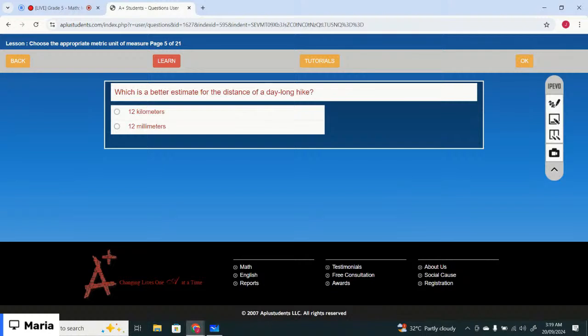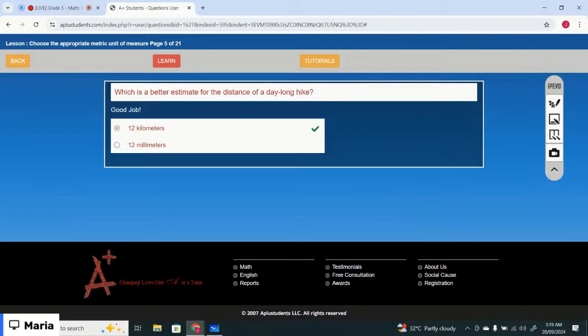Long hike it is, right? So that must be 12 kilometers. Option number 1 is the correct option. The correct option is option number 1.